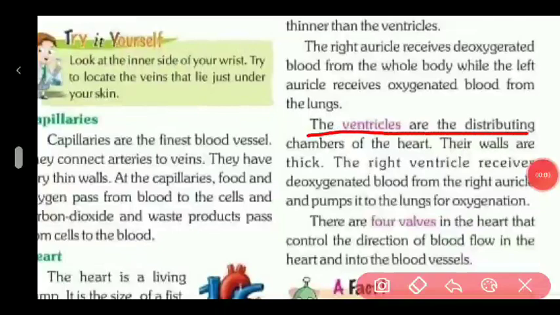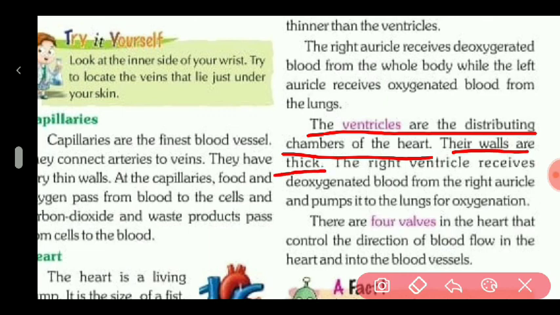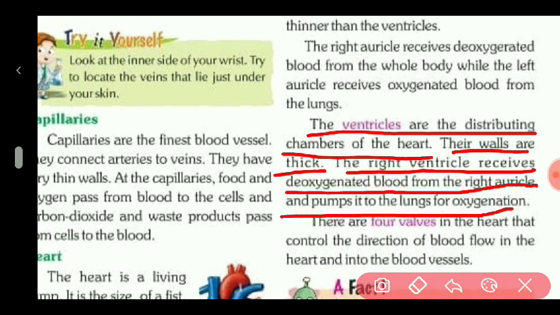The ventricles are the distributing chambers of the heart. It means they distribute the blood pumped in the heart. Their walls are thicker than the auricles. The right ventricle receives the deoxygenated blood from the right auricle. The blood first comes to the right auricle, then it goes to the right ventricle, then it pumps to the lungs for oxygenation, to mix with oxygen.